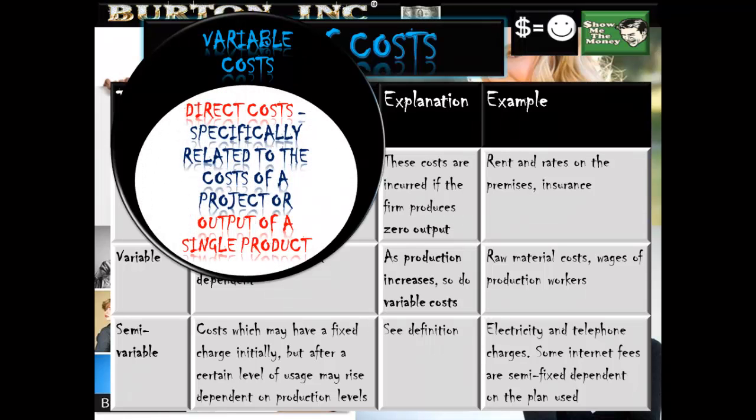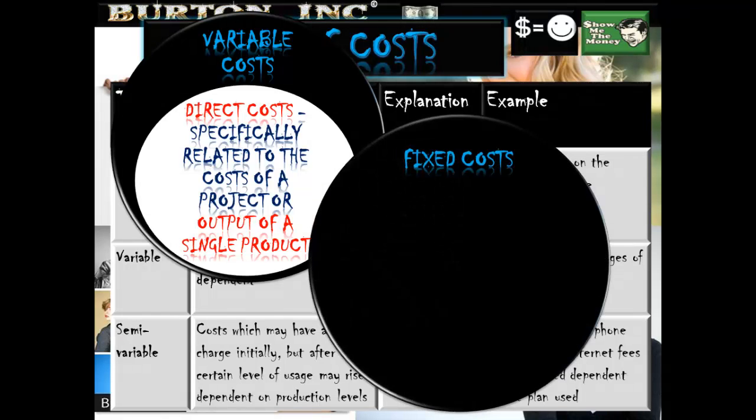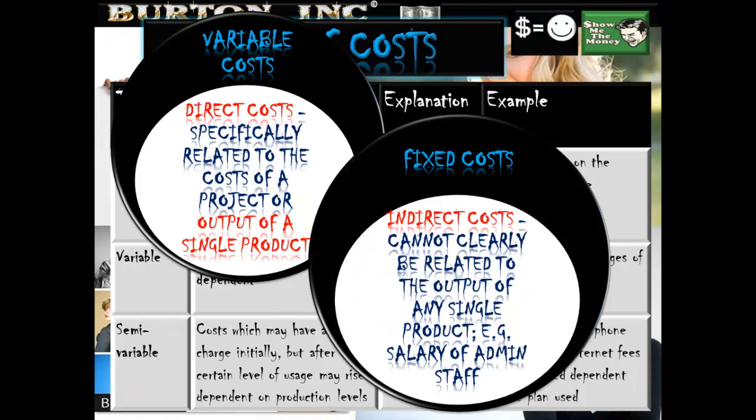It actually gets a little more complicated than that, and you will see variable costs and direct costs being used. Direct costs are specifically related to the cost of a project or a single product. A direct cost, the output of a single product. Fixed costs, indirect costs.